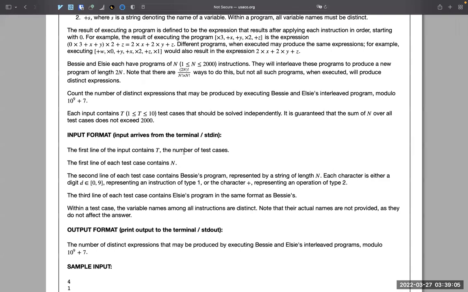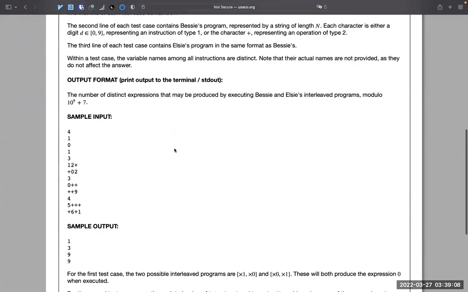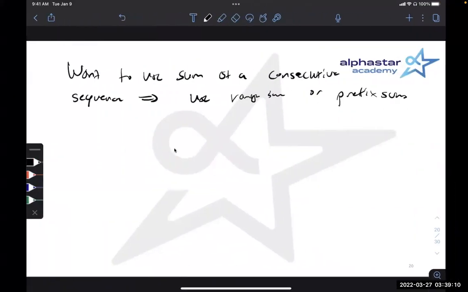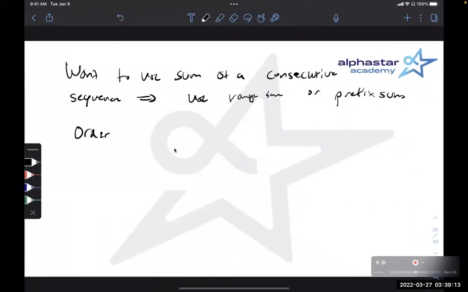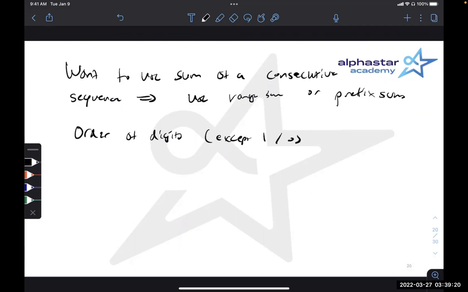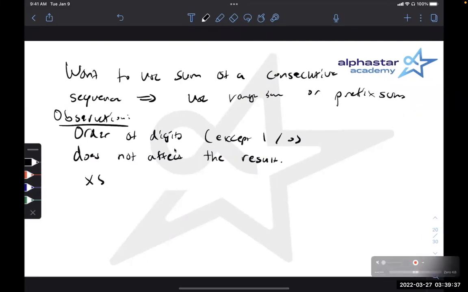The other thing to note is that the order of digits, except for 1 and 0, does not affect the result. So, times 5 times 6 is equal to times 6 times 5.